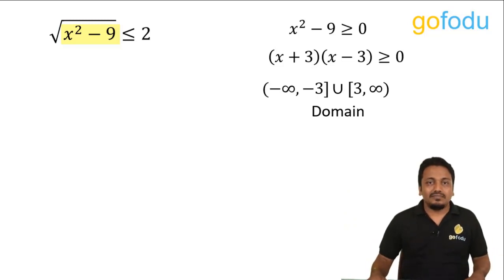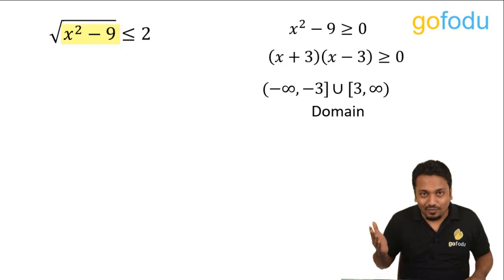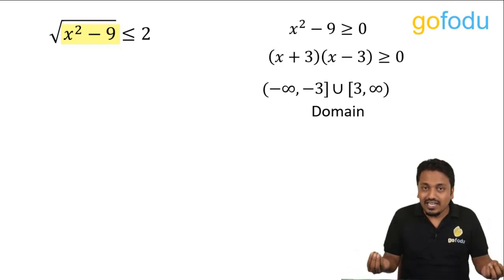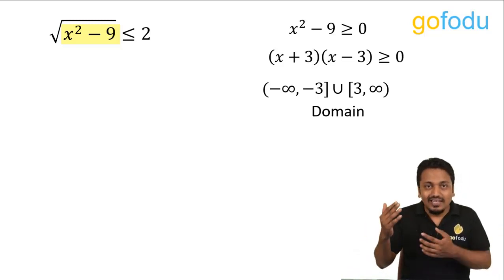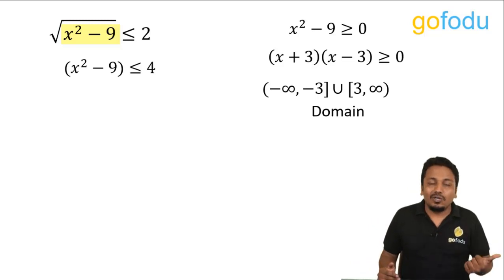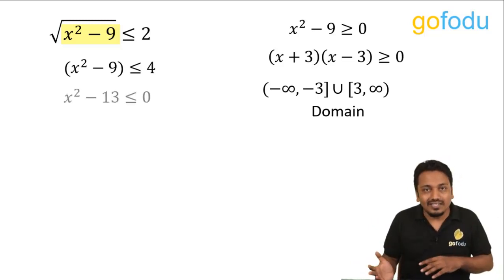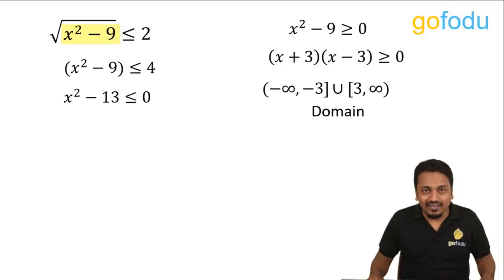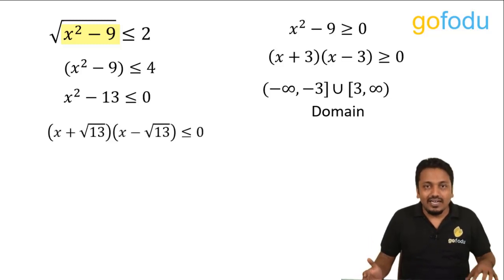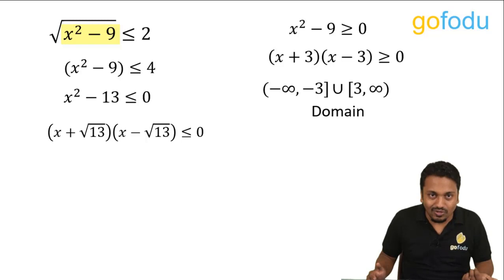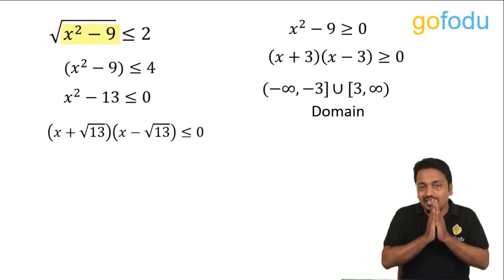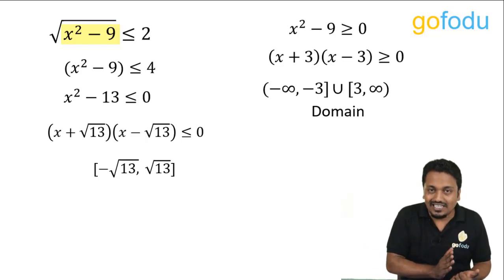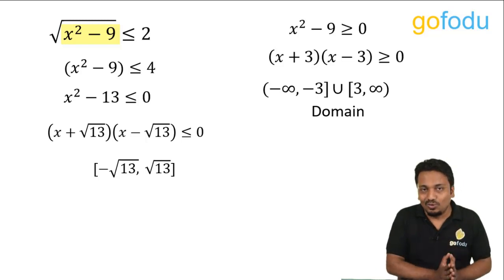So let's solve the question. On left side we have root which is positive. On right hand side too we have a positive number. So we can square both the sides. X square minus 9 is less than equal to 4. Bring 4 to the left. X square minus 13 is less than equal to 0. Again we have a quadratic. Factorize it. X plus root 13 into x minus root 13 is less than or equal to 0. So the region we get is minus root 13 closed to root 13 closed. X lies between minus root 13 closed to root 13 closed.